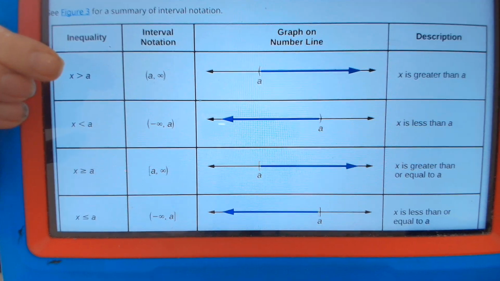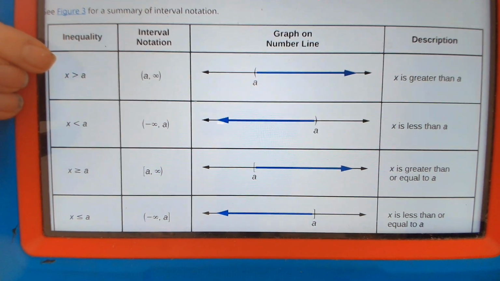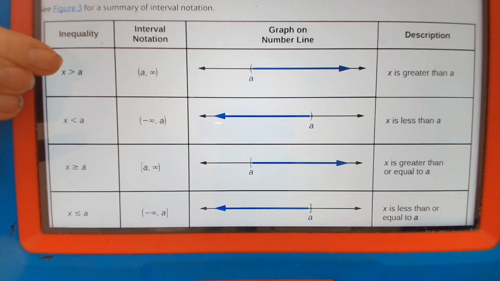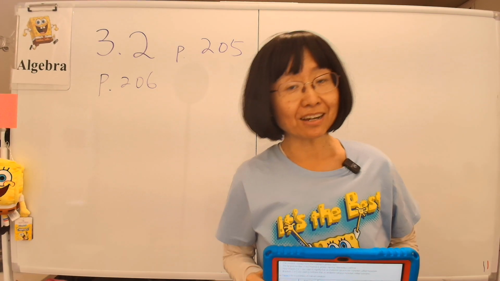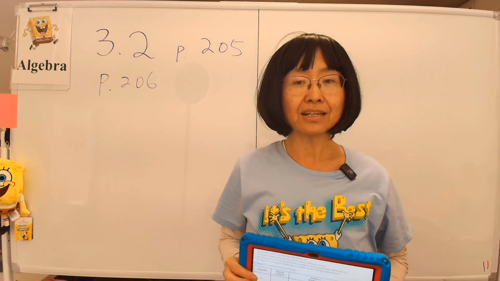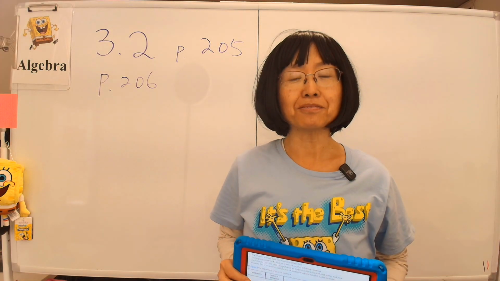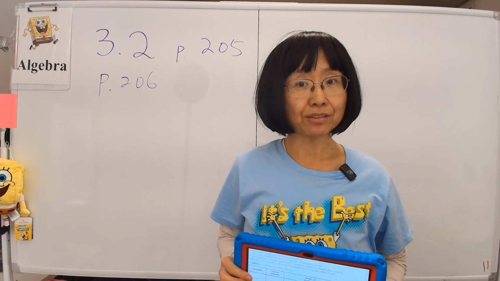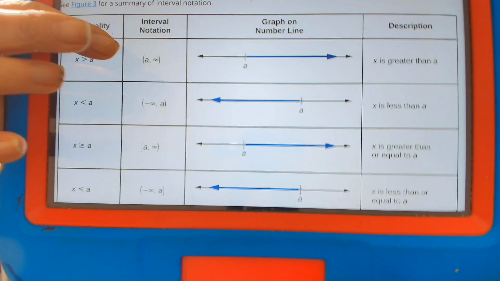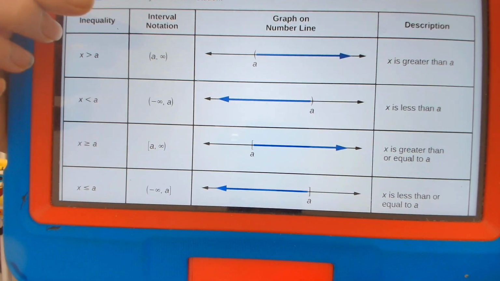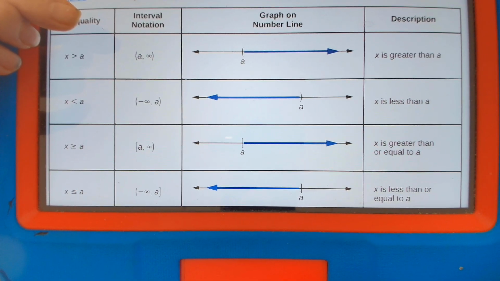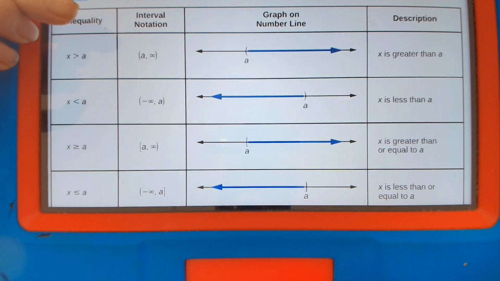Now, the parentheses means that a itself is not included, okay? A is not invited to the party because x has to be strictly bigger than a, and a is not bigger than a itself. So a is not included. However, anything bigger than a, no matter how little, is still included in the set. So that is the one notation. The next one is you can graph it from a and all the way to infinity with an arrow indicating that we're going that way forever.